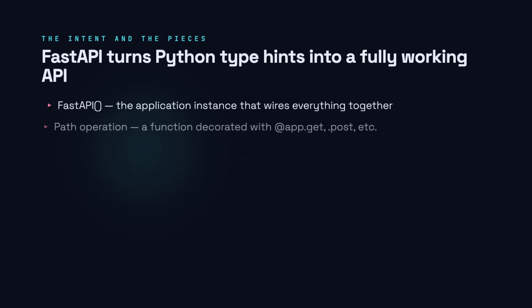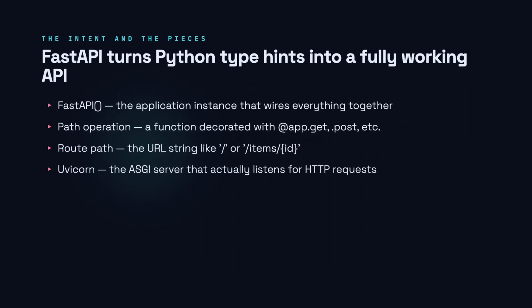FastAPI has 4 core pieces you need to know right away. First, the application instance created by calling FastAPI. This is the object that knows about all your routes. Second, a path operation, which is just a Python function decorated with something like @app.get. That decorator registers the function as a handler for a specific HTTP method and URL. Third, uvicorn, the server that sits between the network and your app. And fourth, automatic interactive docs that FastAPI generates from your code at no extra cost.